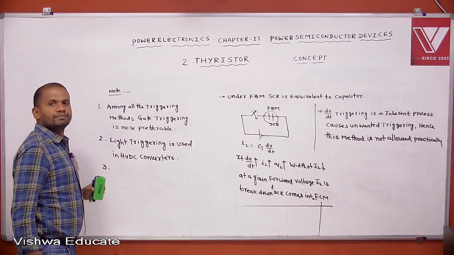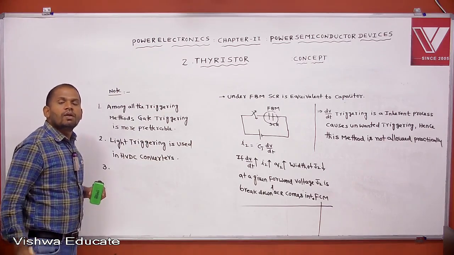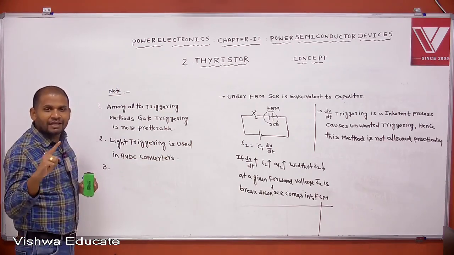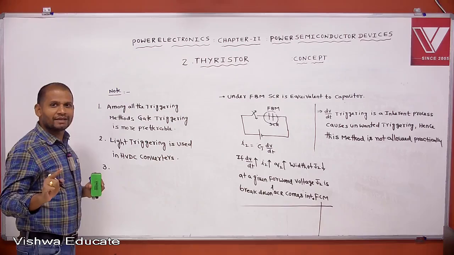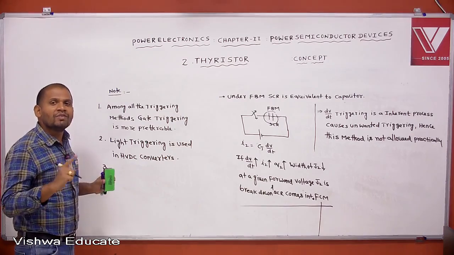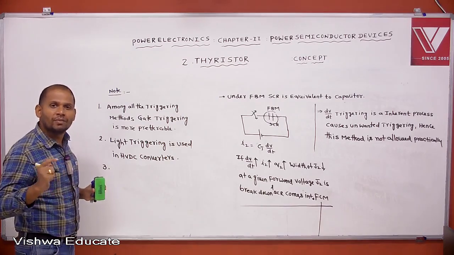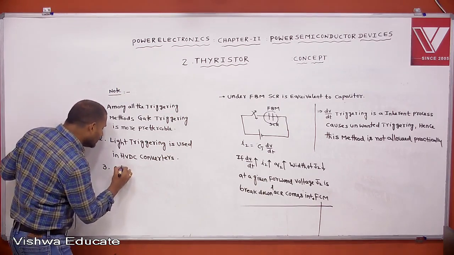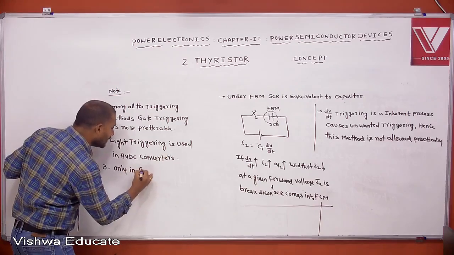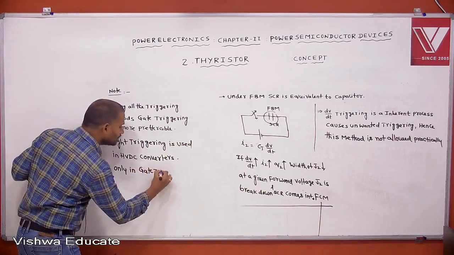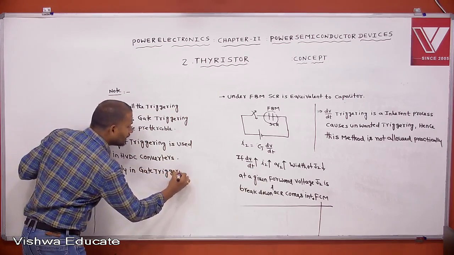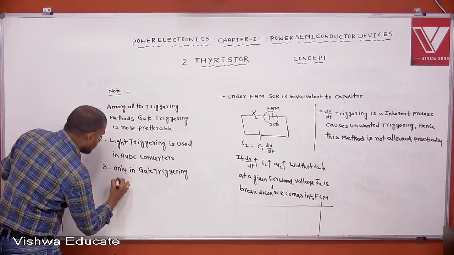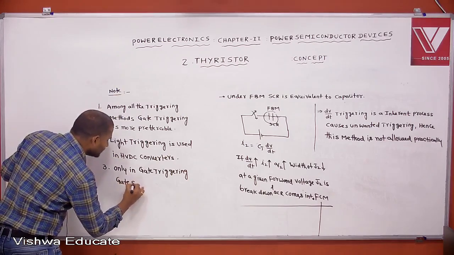Third one. Only in gate triggering, only the gate supply is connected. In the remaining triggering methods, without gate supply, the SCR will be turned on. Okay. Only in gate triggering, the gate supply is connected.